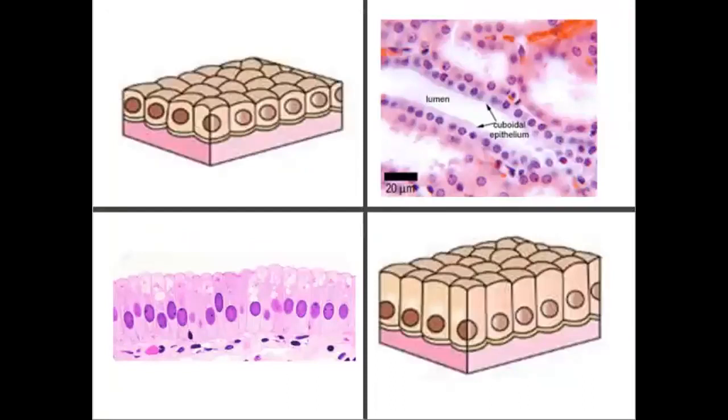The top shows the cuboidal cells standing in a line. See the square shape of the cytoplasm and the round nuclei. The bottom shows a simple columnar epithelium. See the rectangular shape of the cytoplasm and the oval-shaped nuclei.